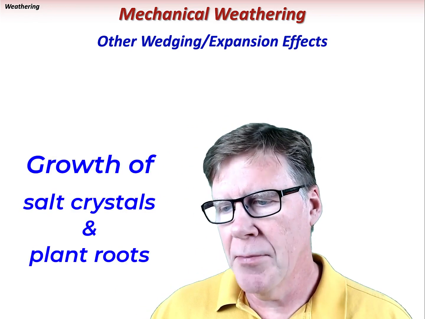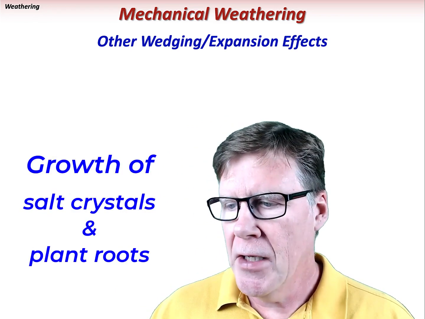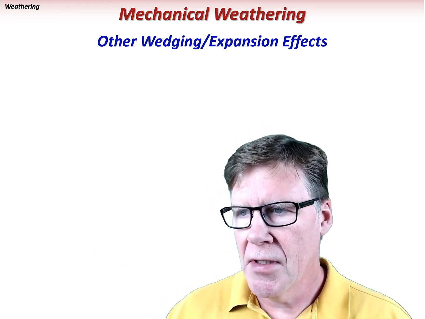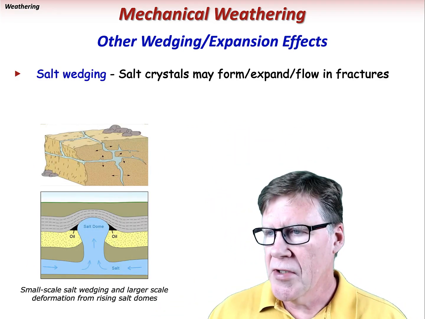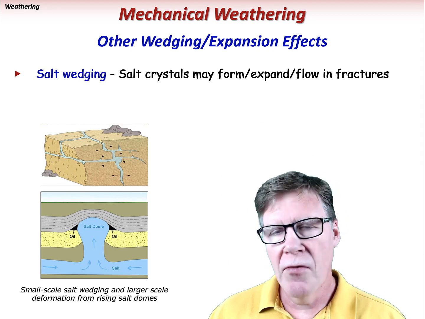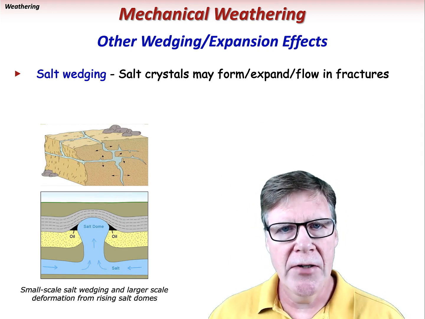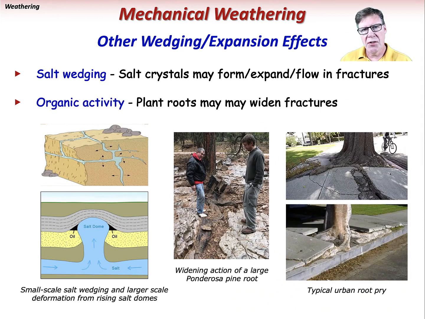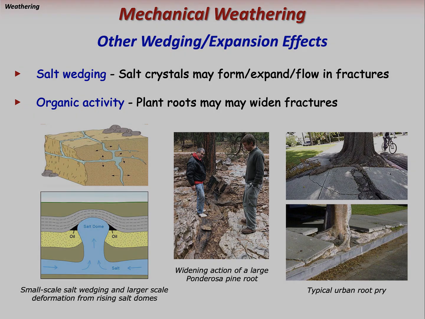Other mechanical wedging and expansion effects include the growth of salt crystals and plant roots. Each may widen fractures in the rock. Common in arid climates, salt wedging occurs as crystals precipitate and grow from saline water that has infiltrated cracks in the rock. Organic activity, such as the growth of plant roots, can also exert pressure to create and widen fractures, and is commonly seen in urban areas.